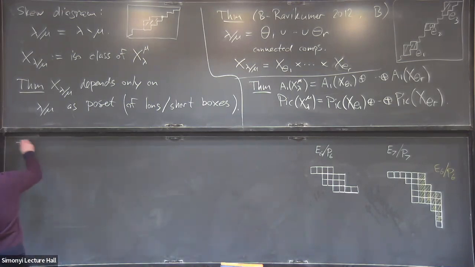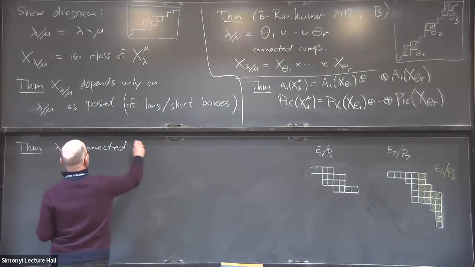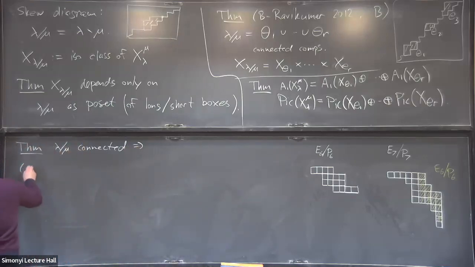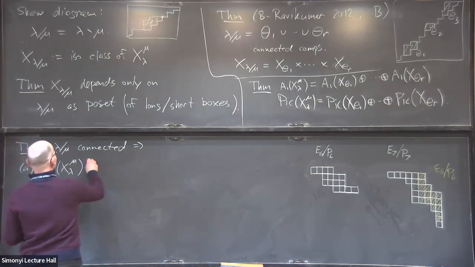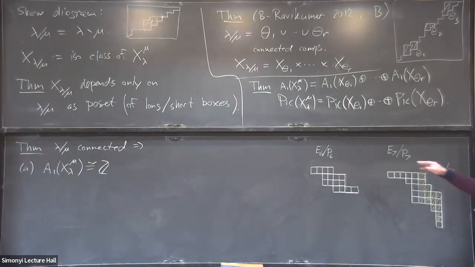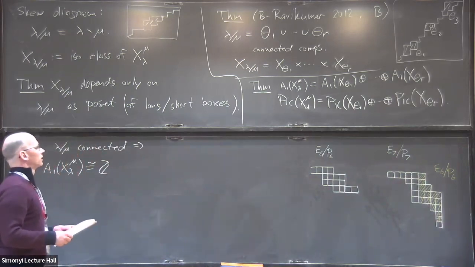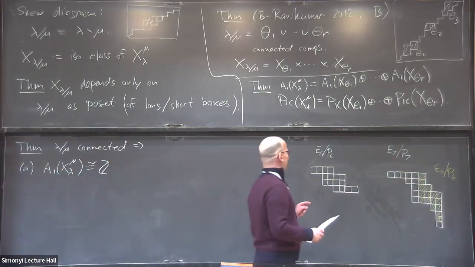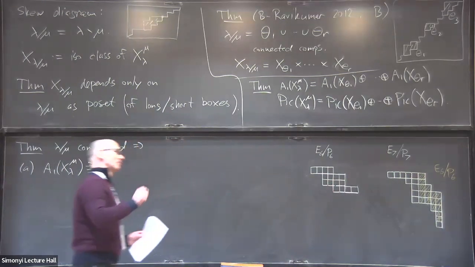Right, so what if the skew diagram is connected? Well, first of all, we have that the first Chow group of the Richardson variety is isomorphic to the integers, just like the case for a cominuscule Schubert variety. Connected means edge connected, not just coordinate. That means that the two boxes have to share a side to be connected. Yeah, edge connected. Okay, yeah.